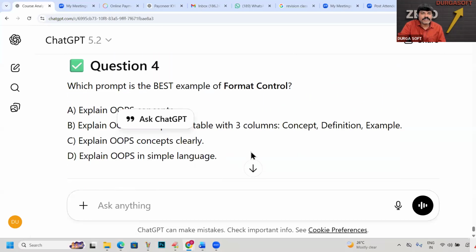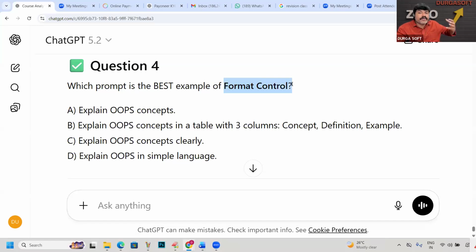Next. Which prompt is the best example of format control? Format control means output format. Okay. A: Explain OOPS concepts. B: Explain OOPS concepts in a table with 3 columns: concept, definition, example. C: Explain OOPS concepts clearly. So which one is the correct answer? B.